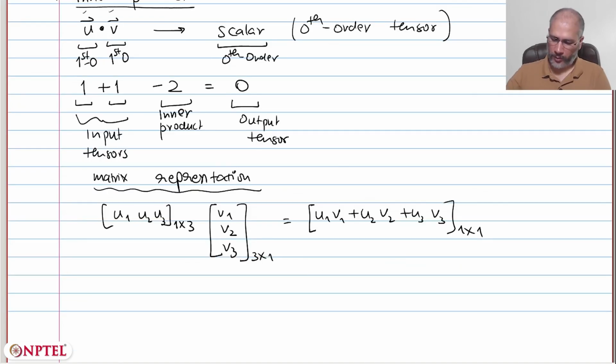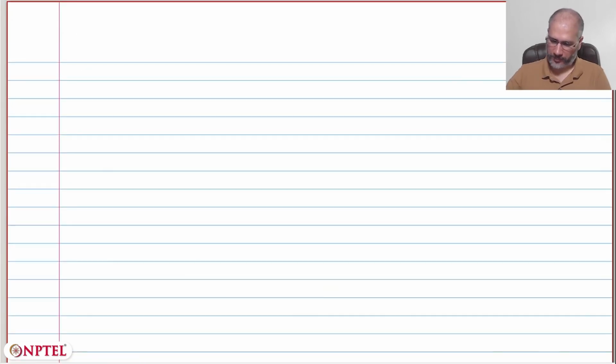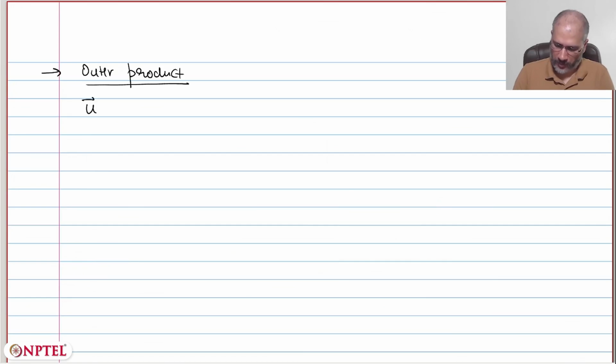So let's now move on to the outer product. In case of the outer product, as we have just seen in this lecture, that is written symbolically as u times v. This is a first order, this is a first order, and this results in a tensor of second order.